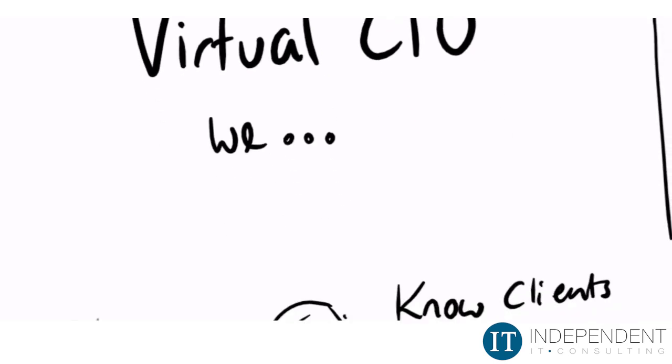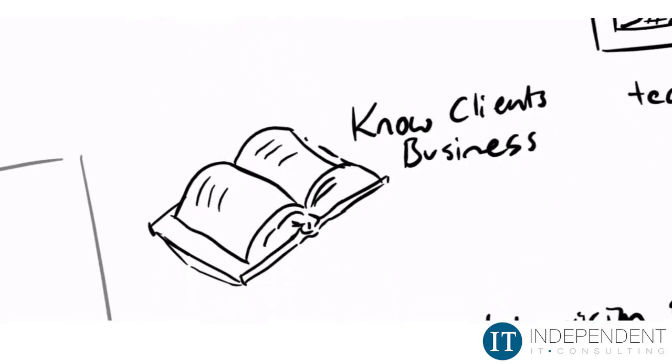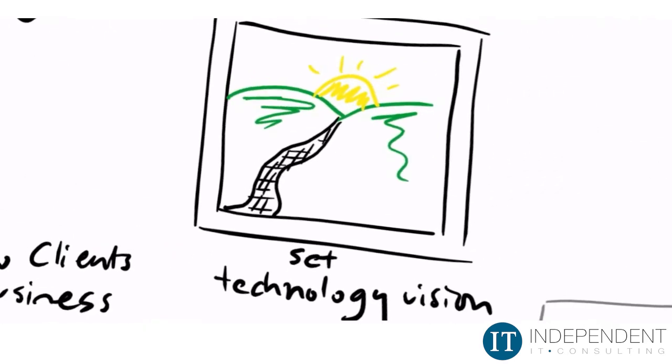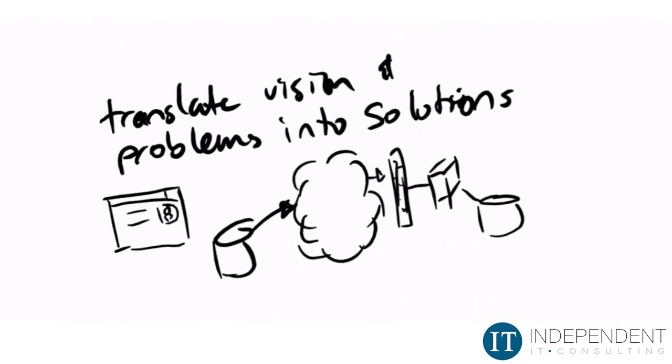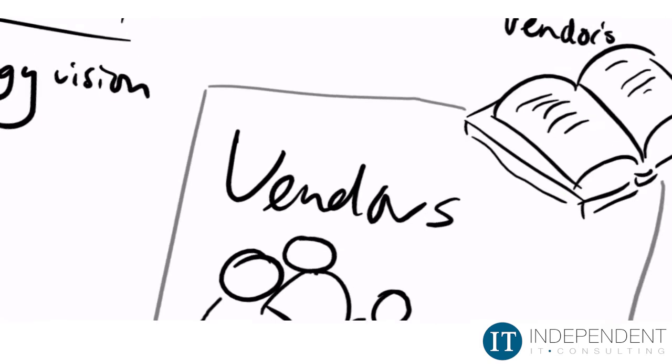What we do is get to know our clients' businesses. We get to understand what makes them tick, what's important to them, what their goals are, what they're driving towards. We take that and set a technology vision for that business, work out where we need to take them, what they need to do technology-wise. Then we translate that vision and those problems into solutions. We understand what needs to be done, and we can use the vendors to do it.